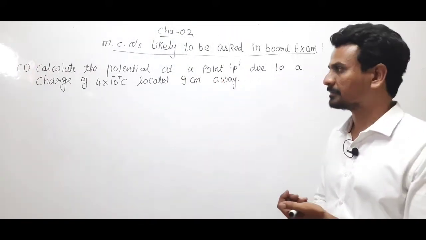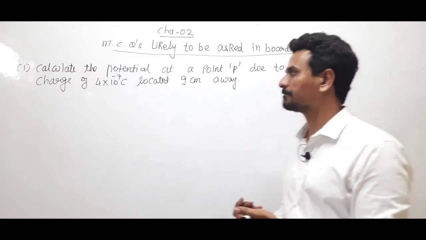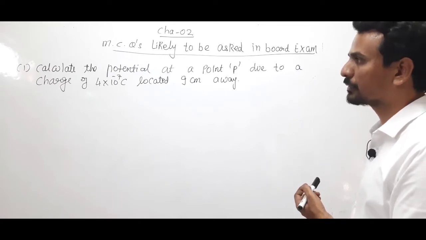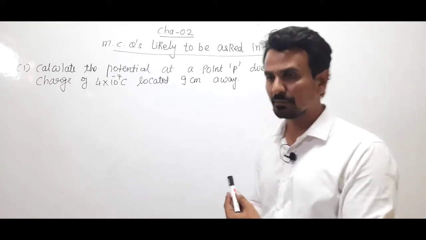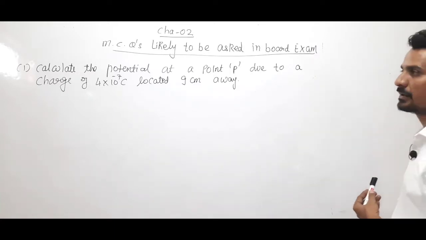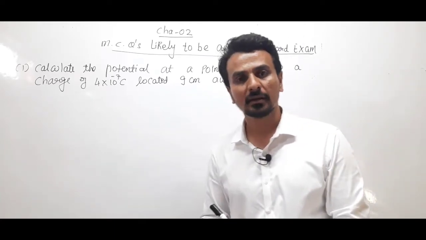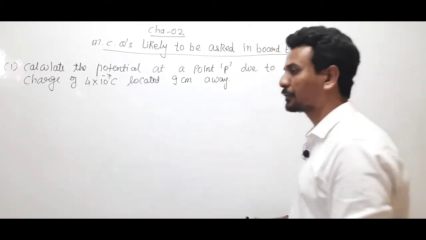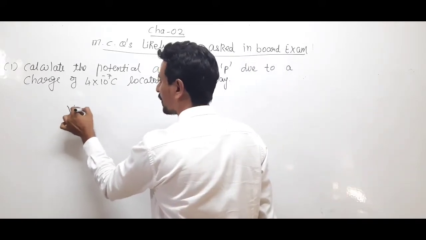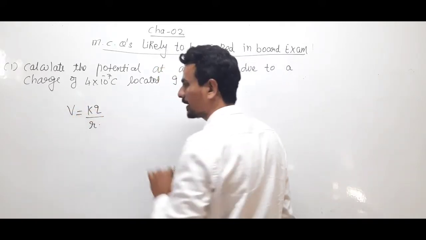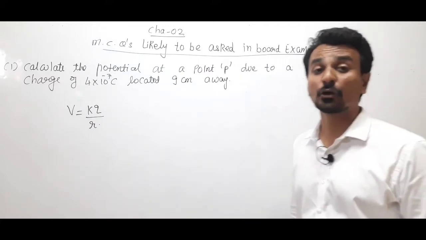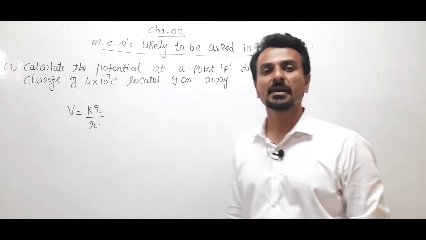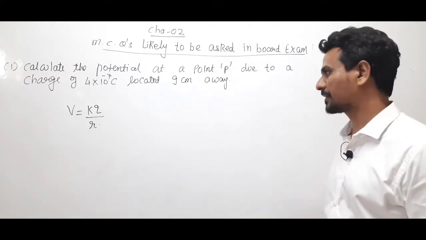Okay, see the first one, this is your example 2.1. You have to calculate the potential at a point P due to a charge of 4 into 10 raised to minus 7 coulomb located 9 centimeter away. So basically the question says to calculate the electric potential due to a point charge. So we know that potential due to a point charge is kq by r. Electric field was kq by r square. Remember that potential is kq by r. Potential is scalar quantity, electric field was vector quantity.